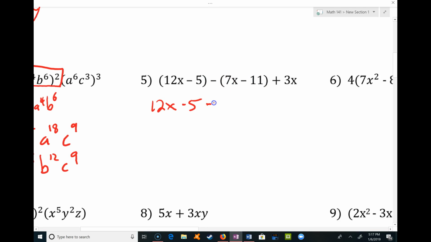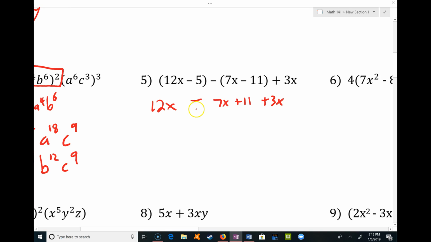So that would be negative 7x and positive 11. And then, of course, there's a plus 3x here. Now, once again, we really have nothing but addition here, if we think of these terms as, this is one term. And I know you might say, well, there's a subtraction there. Yes, but subtraction is just the same thing as adding the opposite.